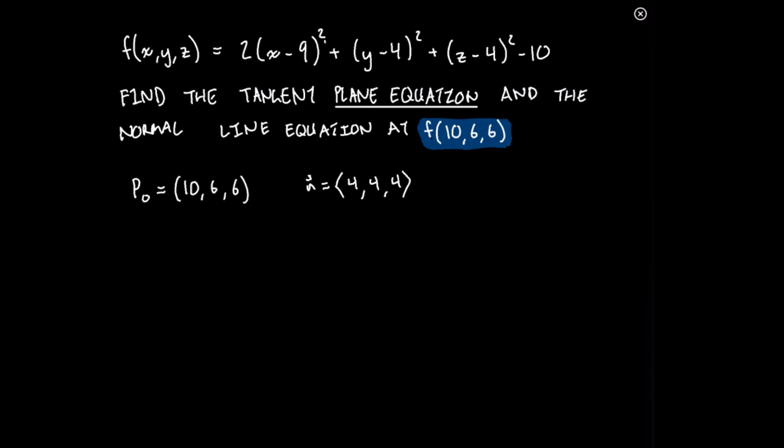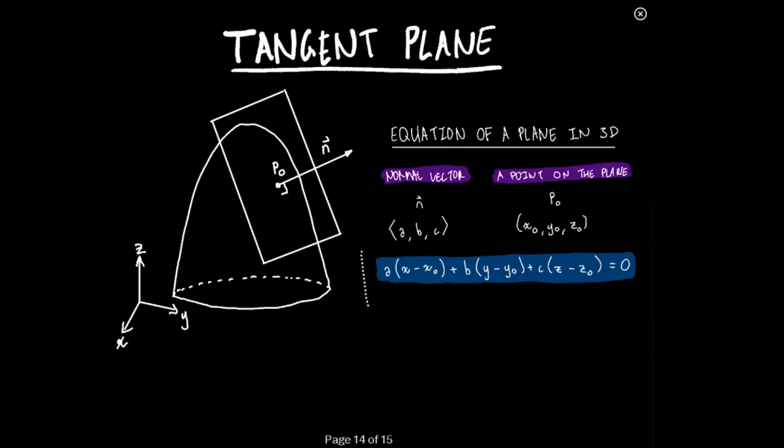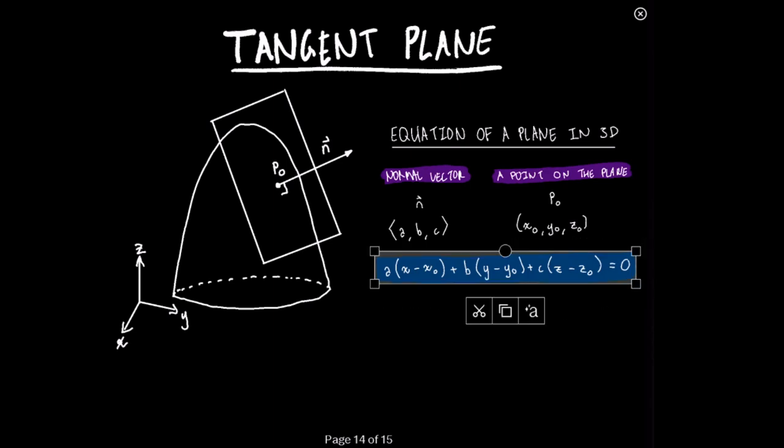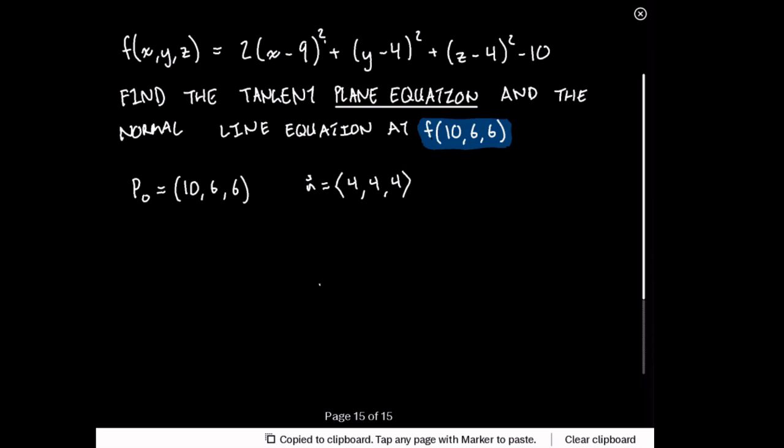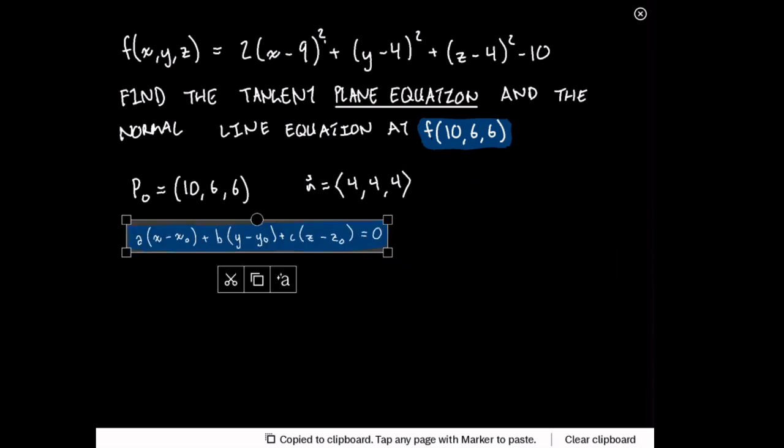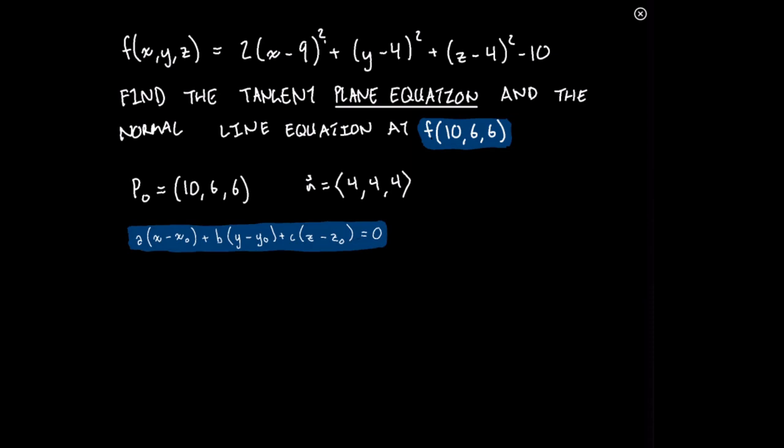Now, how is that equation structured? Well, let's go back here and we'll steal this and bring it over here, and we'll go ahead and write it as such. So we have 4 times x minus 10, plus 4 times y minus 6, plus 4 times z minus 6 is equal to 0.